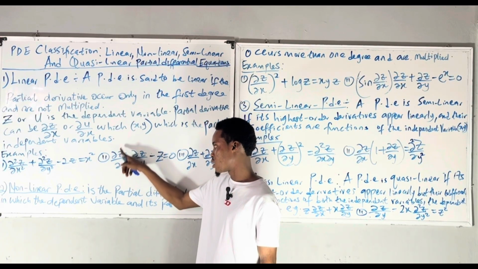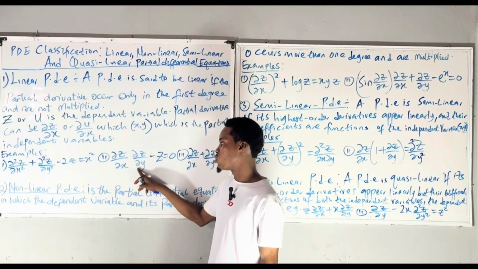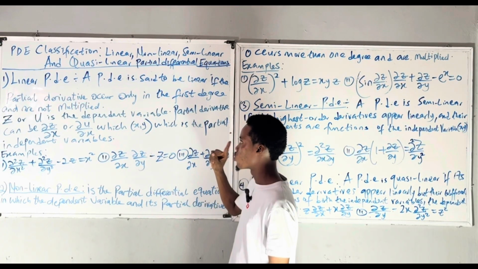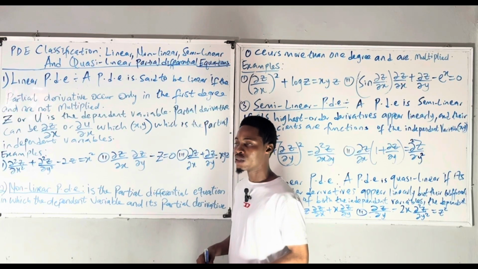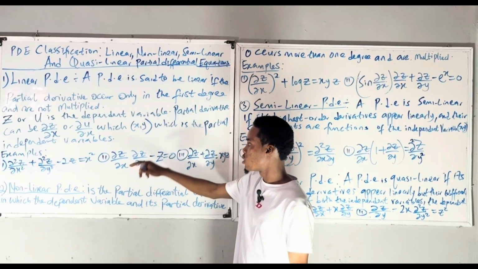You can see that this one is 1, this one is 1. The degree of this is 1. The degree of this is 1. So it must not exceed 1, that is, it must not exceed more than 1. That is, they only occur in the first degree and are not multiplied.